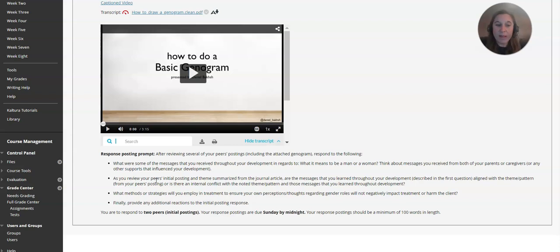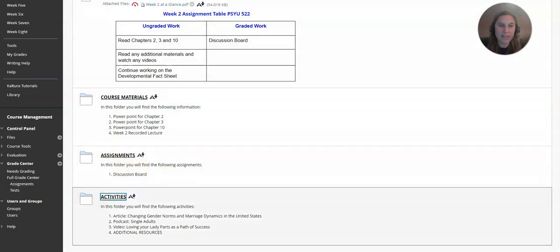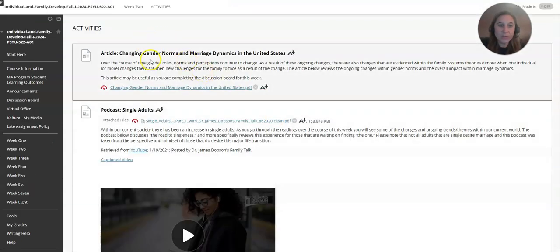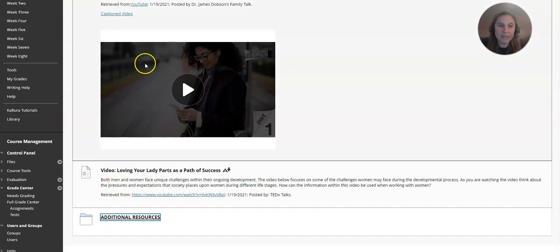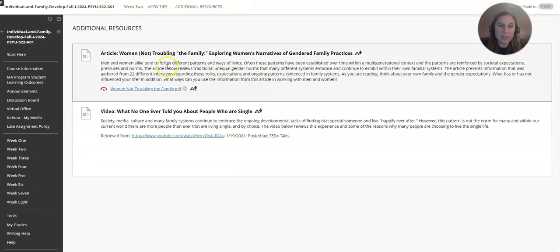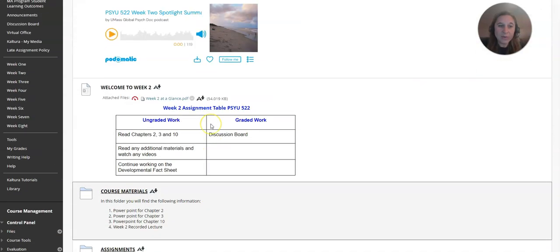Then, third, what methods or strategies would you employ in treatment to ensure that your own thoughts or perceptions, so what we're talking about above regarding gender roles, would not negatively impact treatment or harm the client, and any other reactions to your peer's initial posting. Your 2 peer response postings are due Sunday by midnight. All right, and finally, in the activities folder, we have additional supports with articles, a podcast, a video, and then additional resources down there to include another article and video as well. So that is it for week number 2.